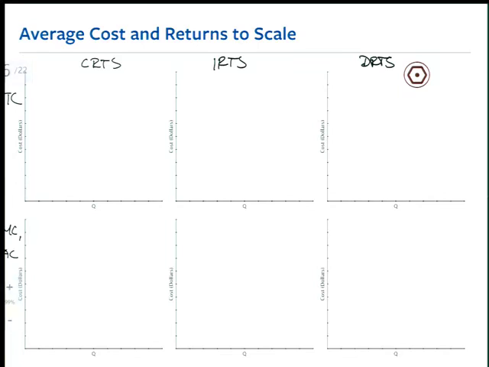If I double all inputs, what happens to my total cost of inputs? Doubles, right? So if you buy twice as much mayonnaise and twice as many potatoes as before, you spend twice as much on inputs. If that doubling of inputs exactly doubles outputs, right?